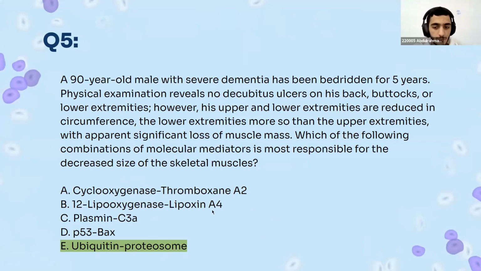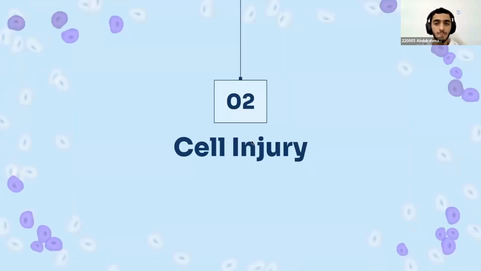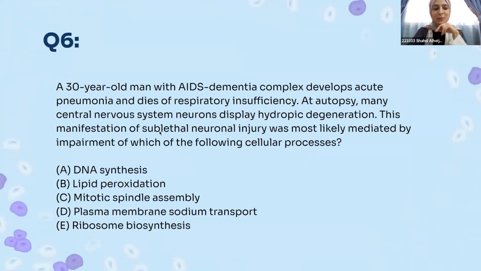As Shahd said, apoptosis is mostly going to be associated with death. Here it could be cell death, but mainly it's going to be degradation of the proteins by the ubiquitin and the proteasomes, and that's why the muscle is still there. The muscles are alive, but they are just getting smaller. This is the main thing that happens in atrophy compared to apoptosis. We can move on to the second lecture.